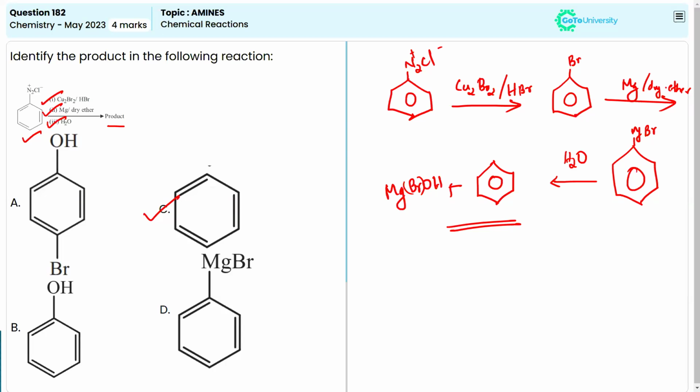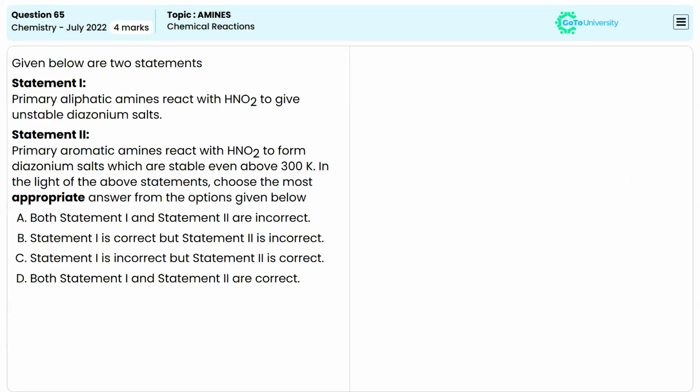Okay. Now coming to the next question. Here we have two statements and we have to find out the correct answer based on the two statements. The first statement is primary aliphatic amines react with nitrous acid to produce unstable diazonium salt. And the second statement is primary aromatic amines react with HNO2 to produce diazonium salt, which are stable even above 300 Kelvin temperature. So what is the correct answer?